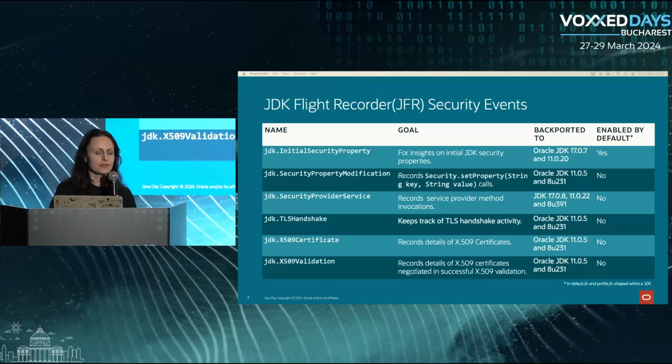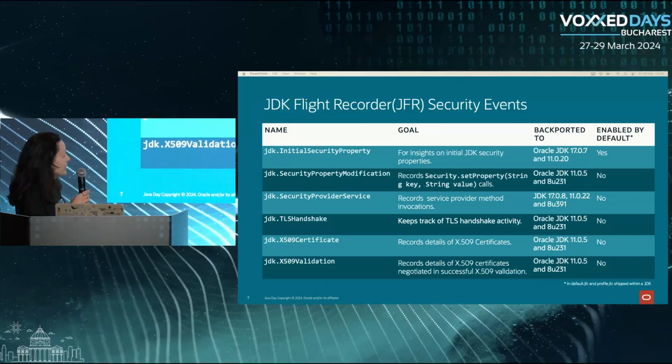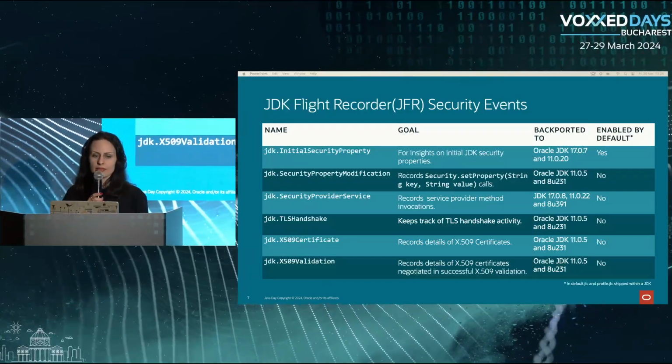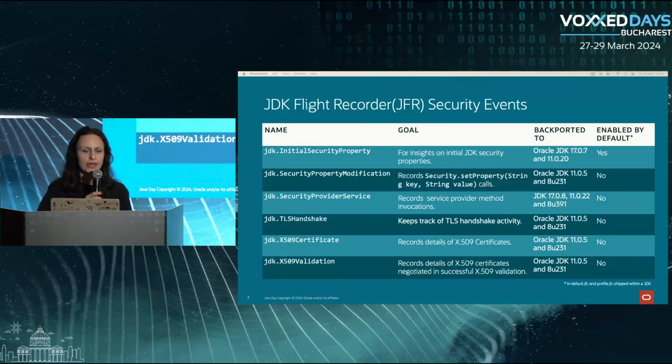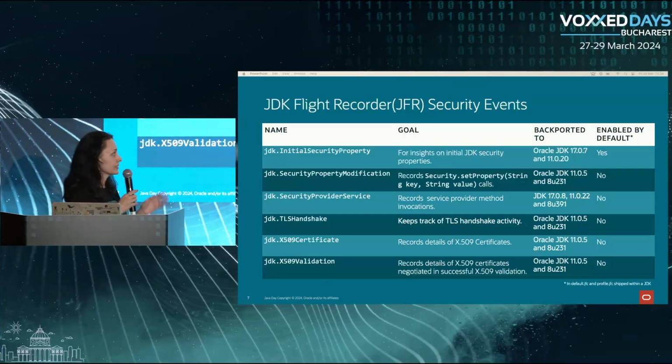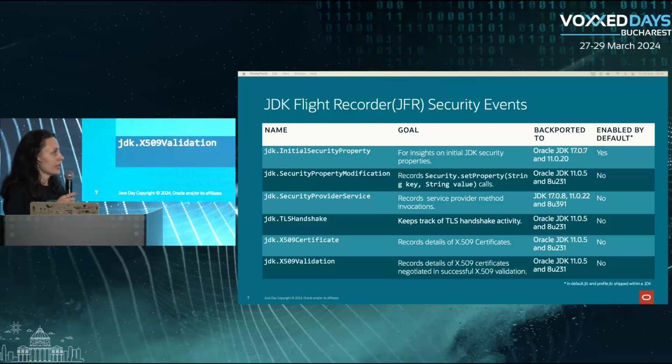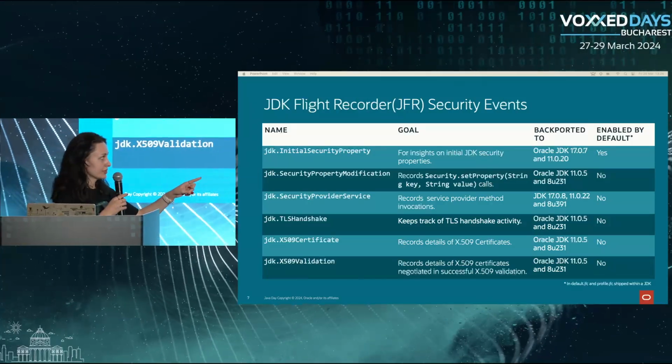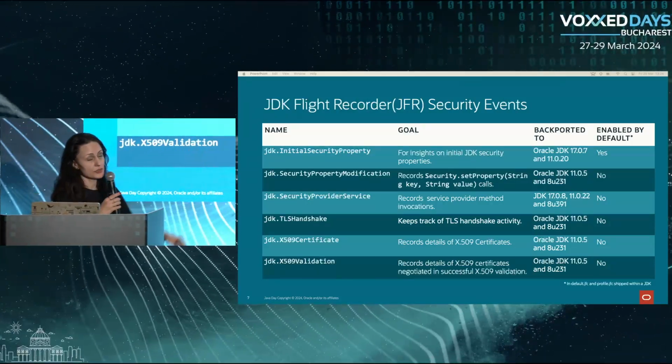So in JDK 12, if you look at this table, there are 4 events that became available. Specifically, the second one, the JDK security property modification, the JDK TLS handshake, and the 2 related to X509 certificates. The only one that's enabled by default is the one regarding the initial security properties.